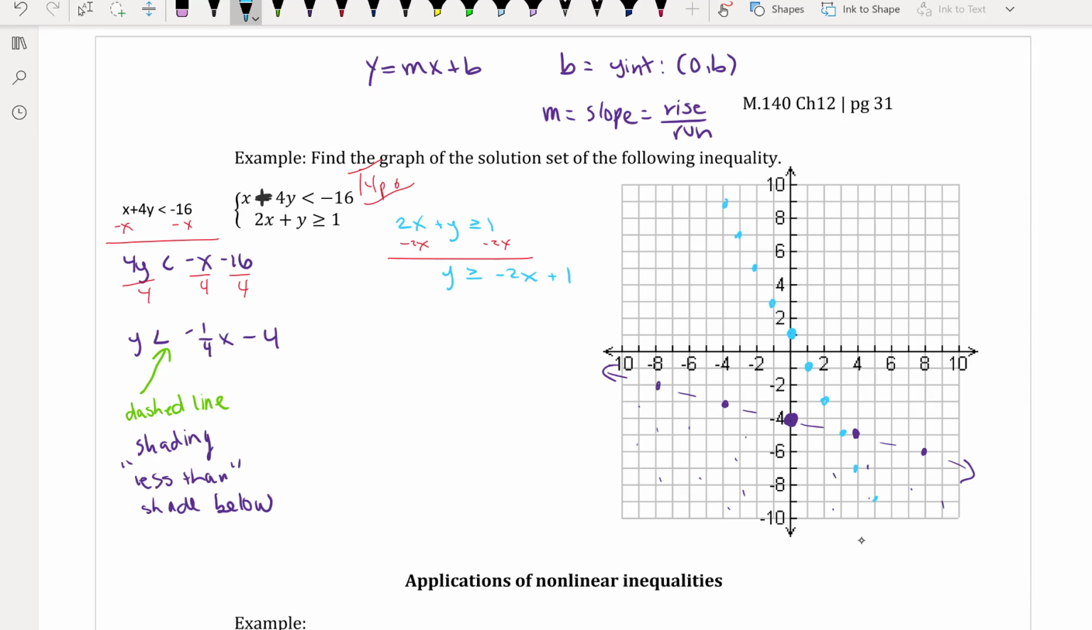And this is going to be solid. It's a solid line because there's a line underneath the inequality, so it's greater than or equal to. And this is y is greater than, so I'm going to be shading above. So from that blue line, I'm going to have my pepperonis.